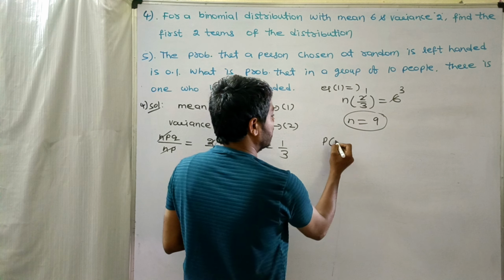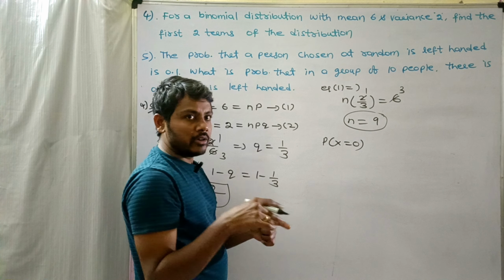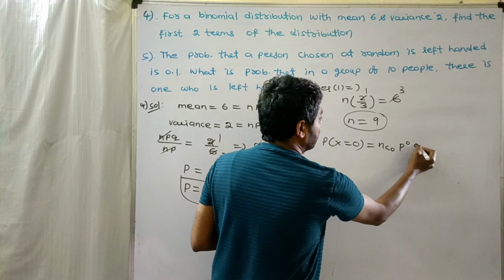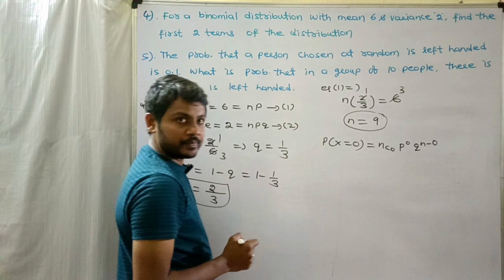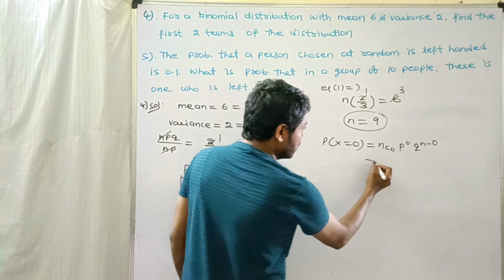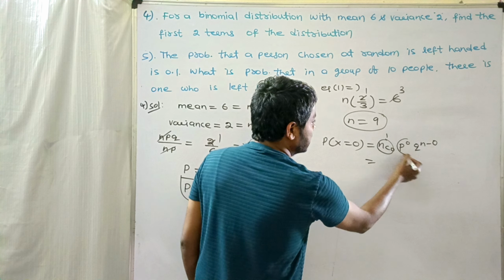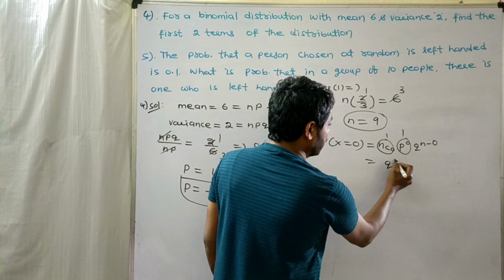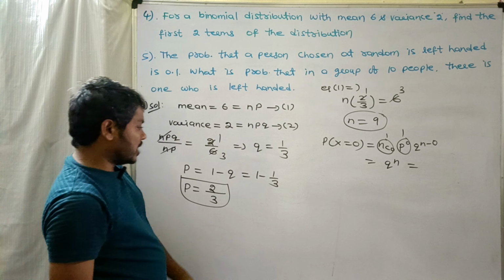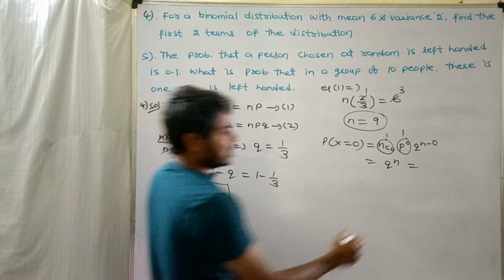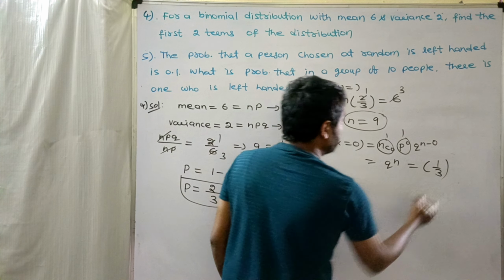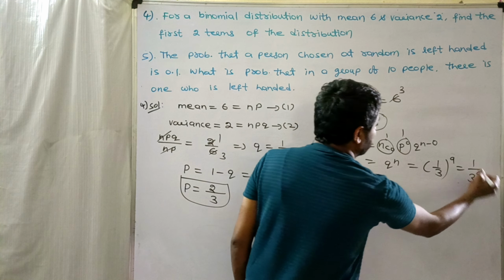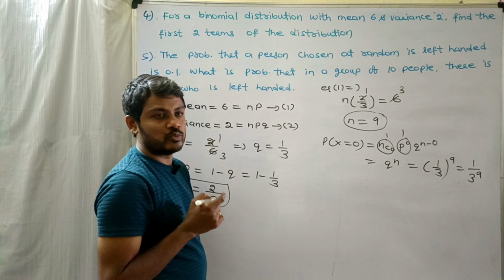Here, to find the first two terms of the distribution, the first term is P(x = 0). Again, you can apply the same formula: nC0, p power 0, q power n minus 0. nC0 value is 1 and p power 0 is also 1. So 1 into 1 is 1. q power n minus 0 is q power n. Since q value is 1 by 3, it is (1/3)^n. n is 9, so this is (1/3)^9. That is the first term of the distribution.